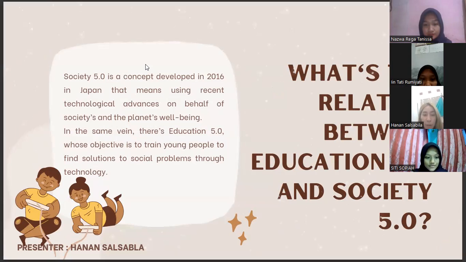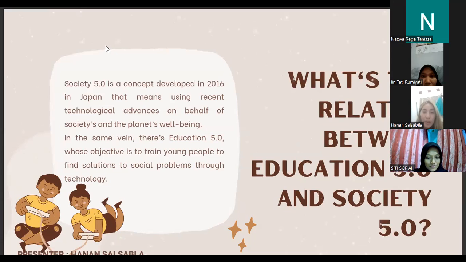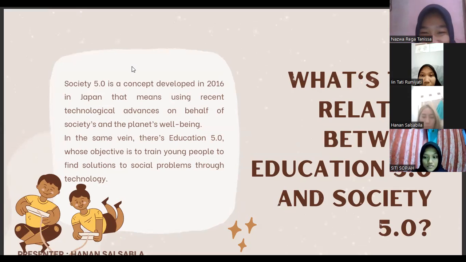Okay, society 5.0 is a concept developed in 2016 in Japan. That means using recent technology for the whole of society and the planet's well-being in the same frame. There is education 5.0, whose objective is to train young people to find solutions to social problems through technology. In addition to developing technology to increase productivity or get profit, of course, the purpose of this change must be to improve people's lives, make everyday problems easier to solve, and minimize environmental impacts that occur around us so that nature is treated well.